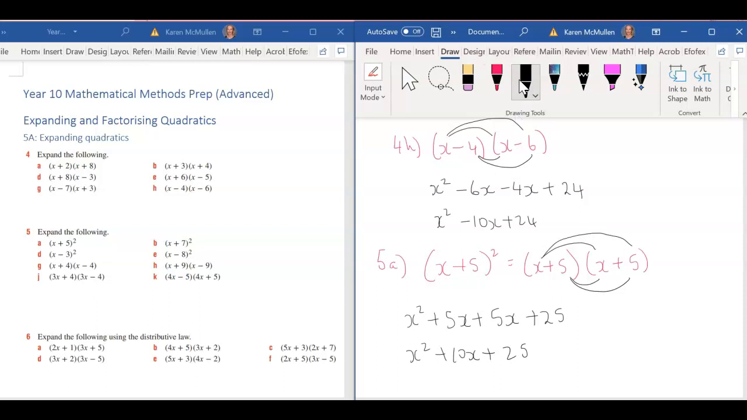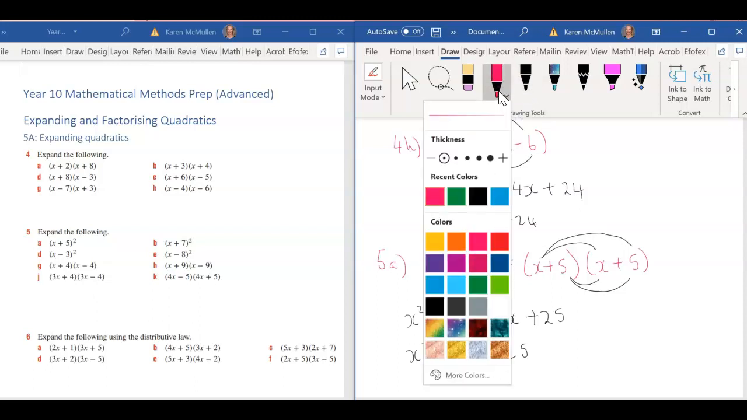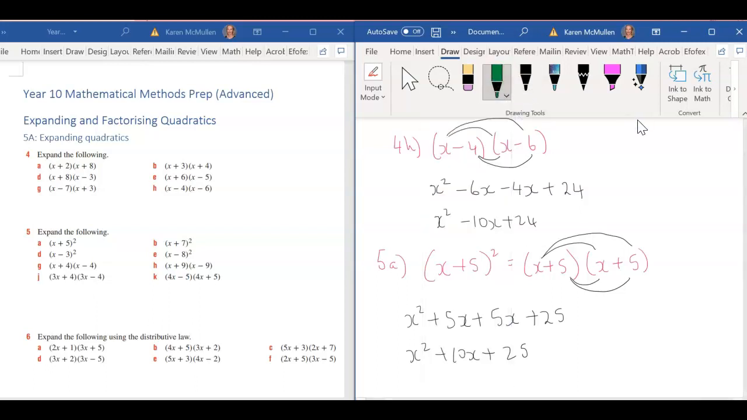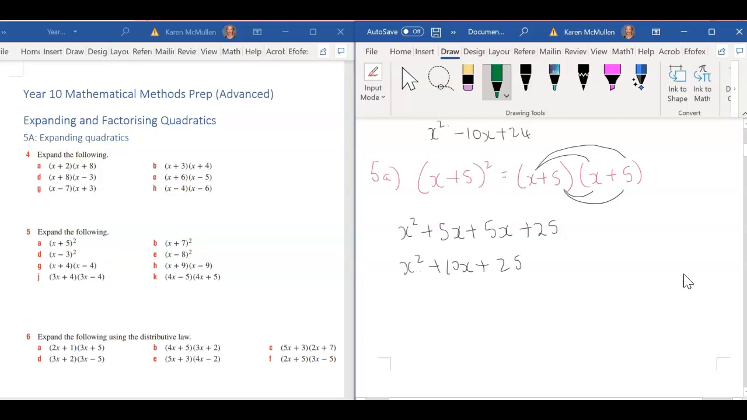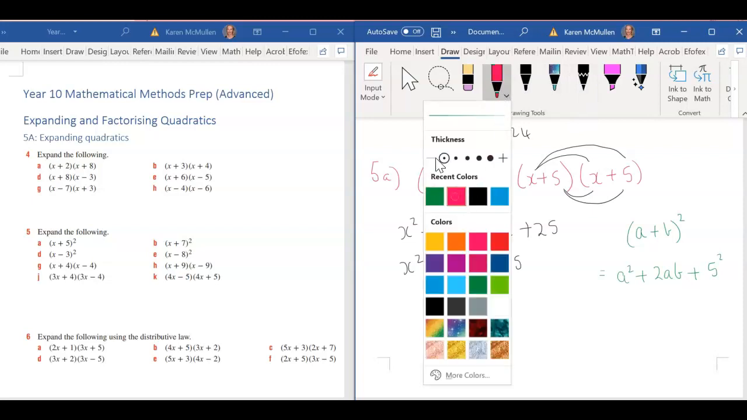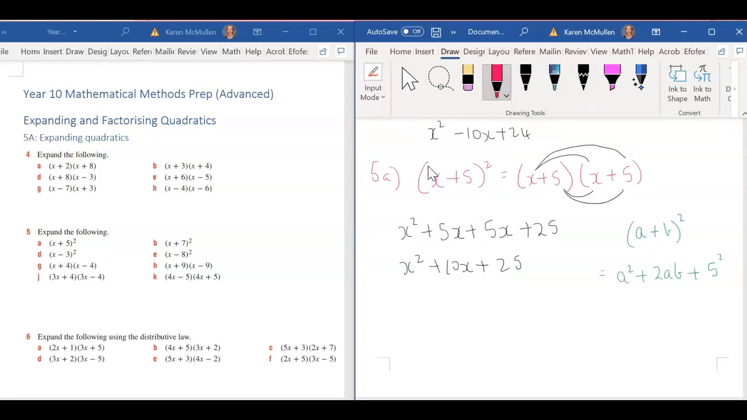Now, what we've got here is a perfect square. So when you've got something like this, you can actually just go and use this rule. So if we had a plus b squared, that is equal to a squared plus 2 times a times b plus b squared. So let's have a look at a different question and we'll apply that to it.